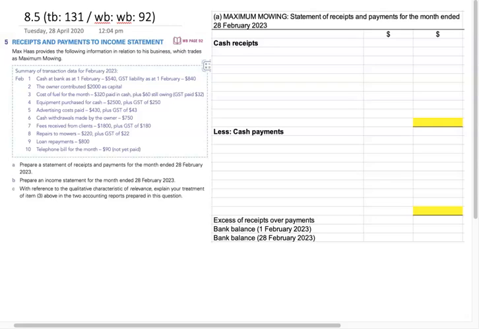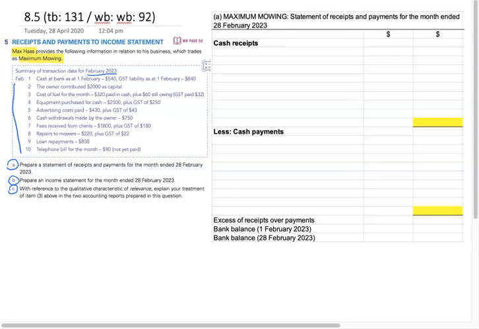So what is this question for? We, as a business, are Maximum Mowing, and this business is owned by a guy called Max House. We have been given 10 transactions, and these are for February. How do we know it's February? Because it says this data was for February 2023. We've been asked 3 questions: to prepare a statement of receipts and payments, to prepare an income statement, and then to think about a qualitative characteristic of relevance for one of these items. We're going to go through each of these.